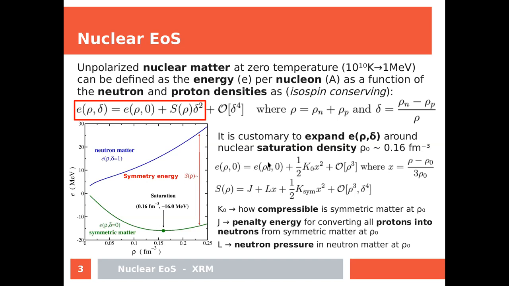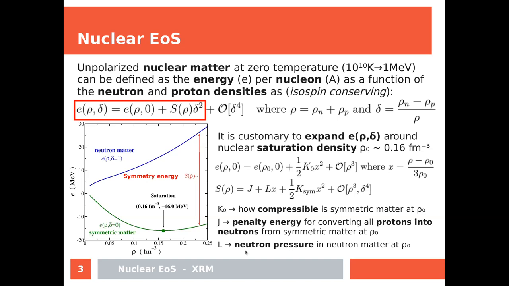After doing this Taylor expansion around saturation, where I call saturation rho zero, you can define different parameters such as K0, J, L, or K sym. For example, we know well that this K0 parameter is related to the giant monopole resonance. So how easy or difficult is it to compress the nucleus? A symmetric nucleus, of course, because in that case it's defined in the symmetric matter equation of state. And then J is the symmetry energy, the value of the symmetry energy at saturation. So this difference, but calculated at the saturation density. Usually around 30 MeV. And it's, as I was saying before, the penalty for converting all protons into neutrons from symmetric nuclear matter.